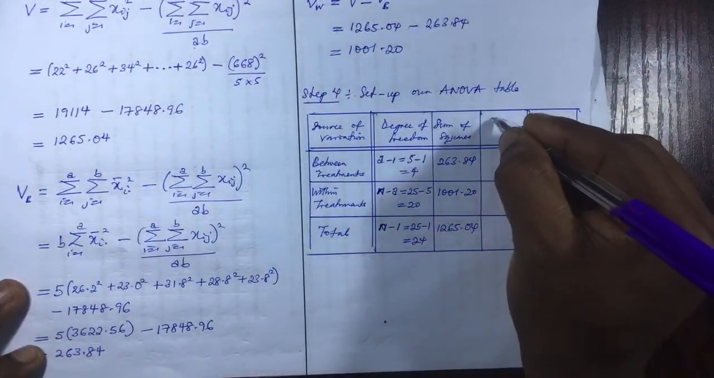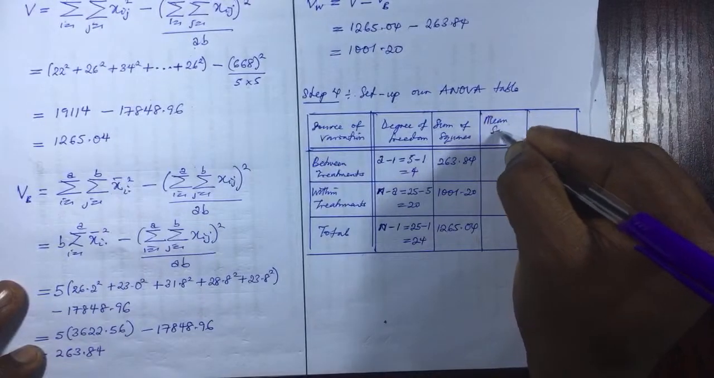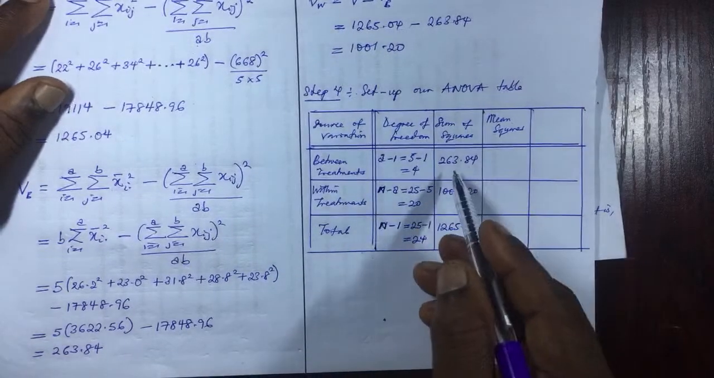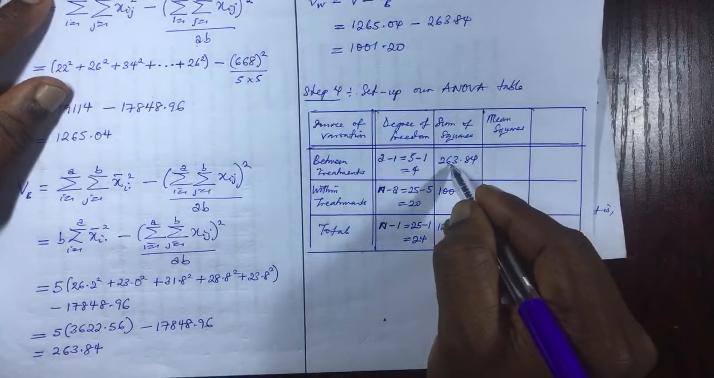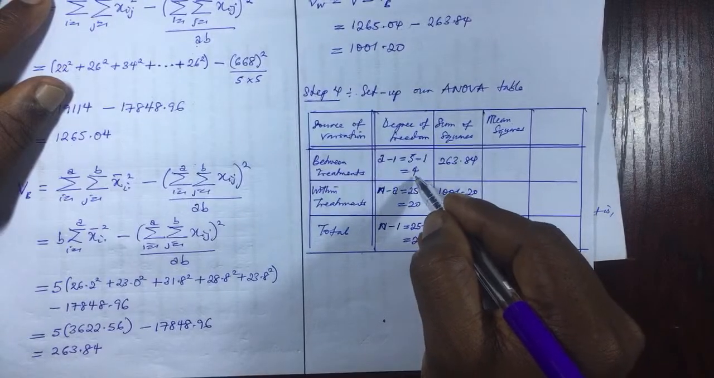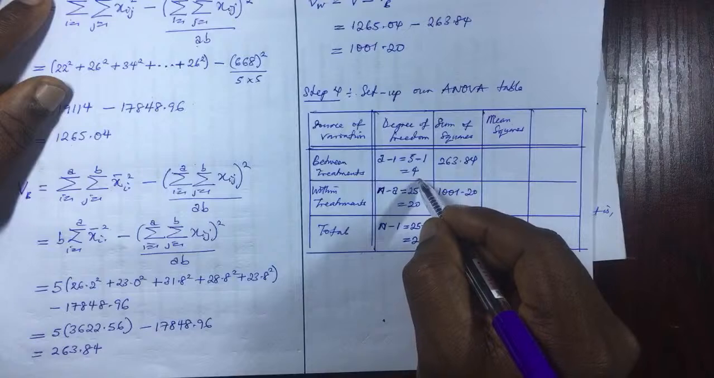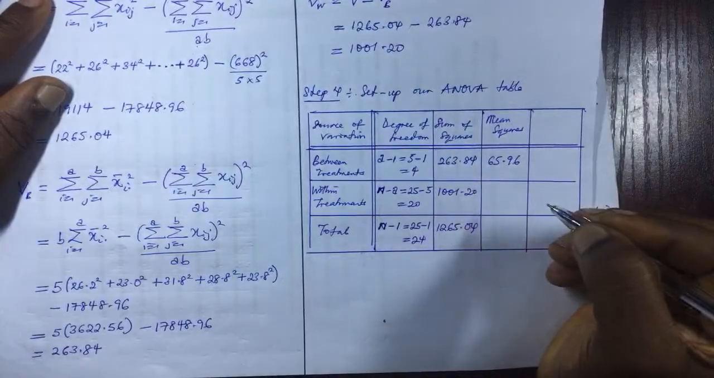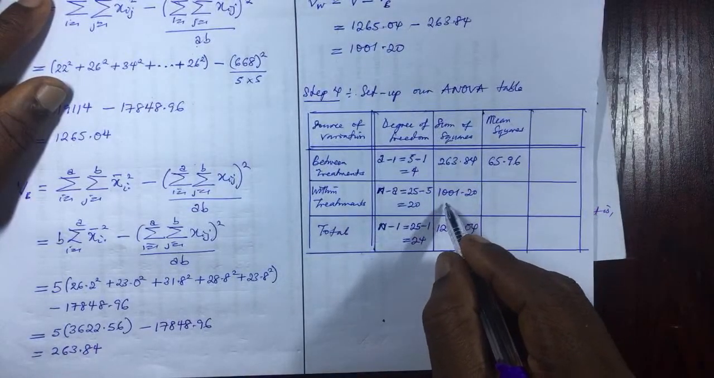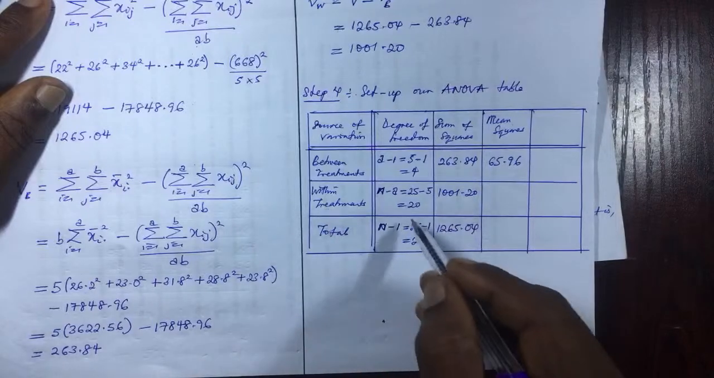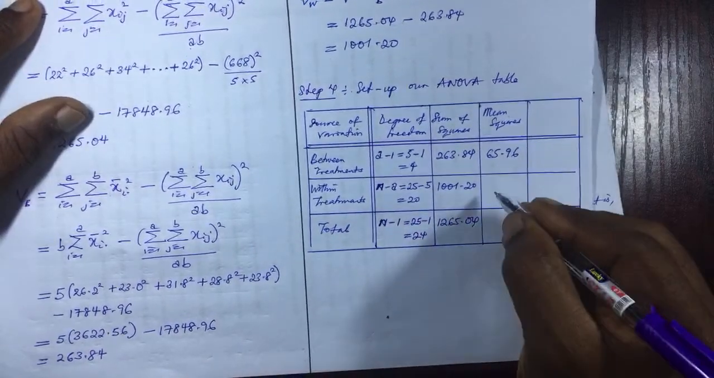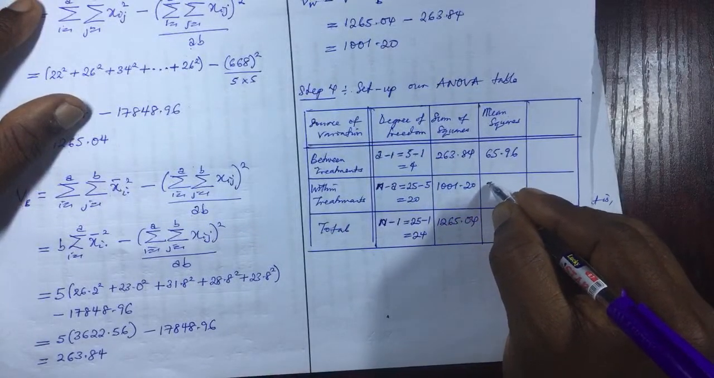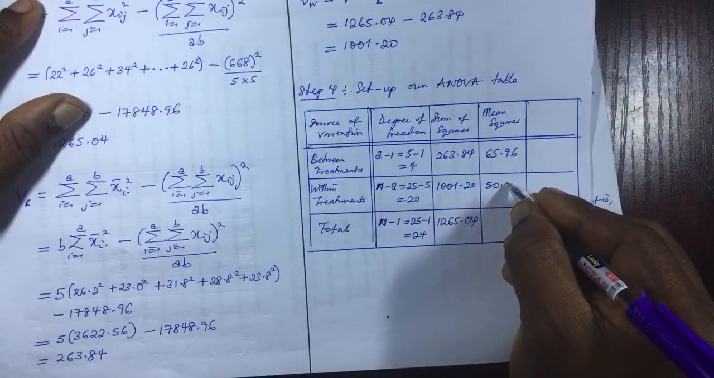Thereafter, I'm going over to my mean squares. Okay, now how do you obtain your mean squares? The mean squares are obtained by dividing each sum of squares by the degree of freedom. So I'm going to use 263.84 and divide that by 4. When you divide that by 4, the degree of freedom for between treatments, you are going to have 65.96. Now, when you do the same for the sum of squares within treatment, dividing by 20, the degree of freedom, in this case, you would have 1001.20 divided by 20. That would amount to approximately, to 2 decimal places, 50.05.